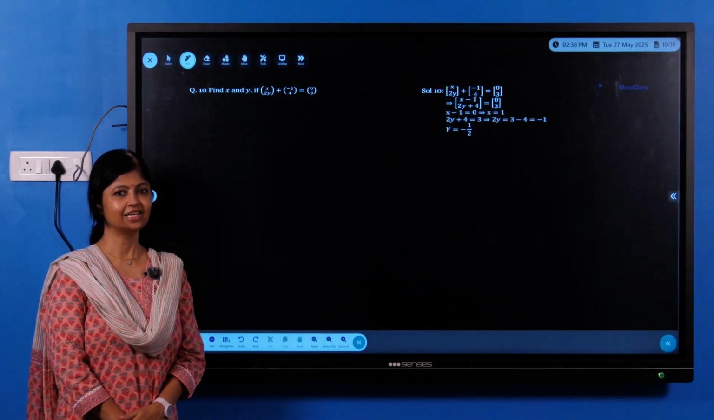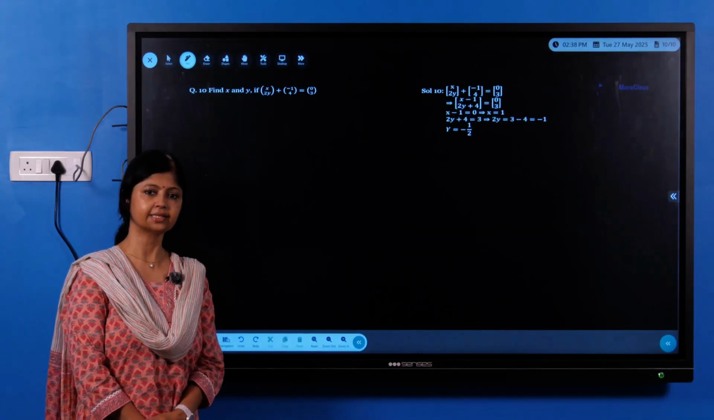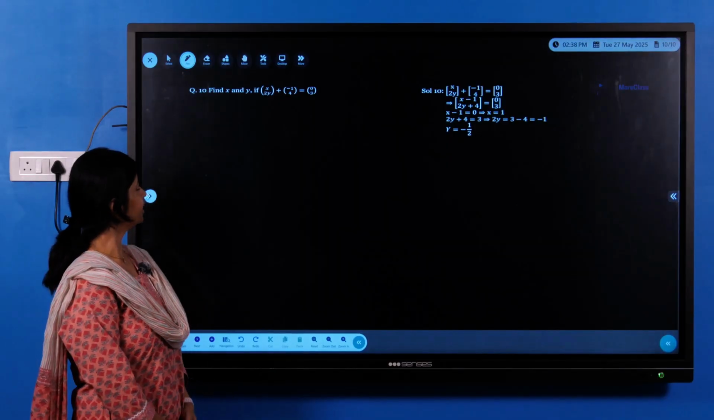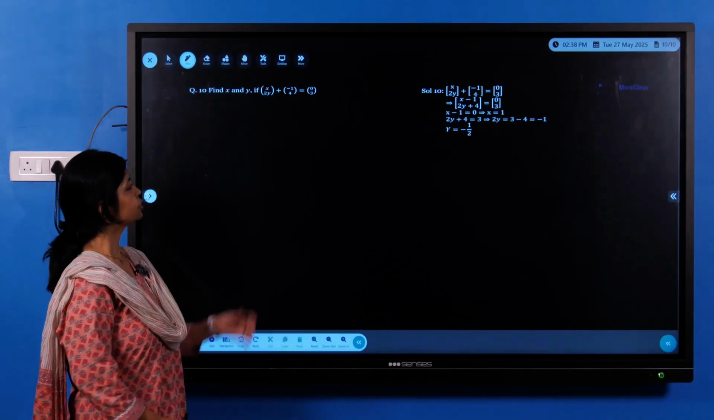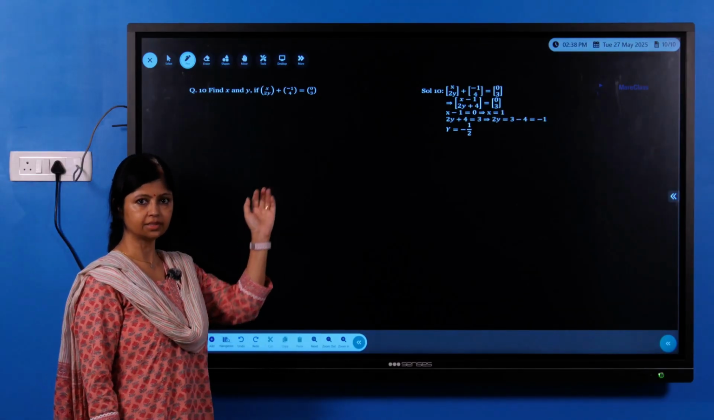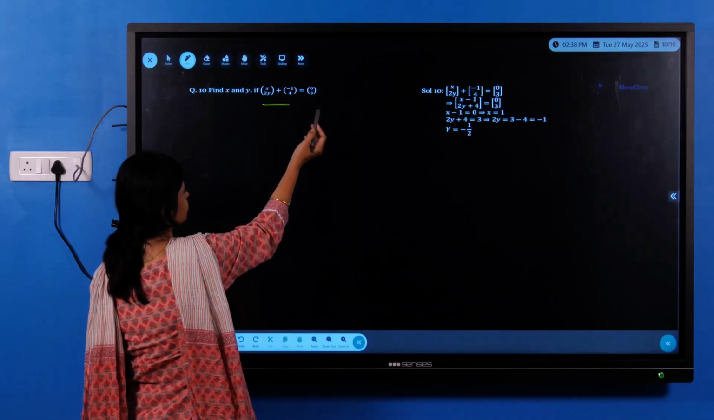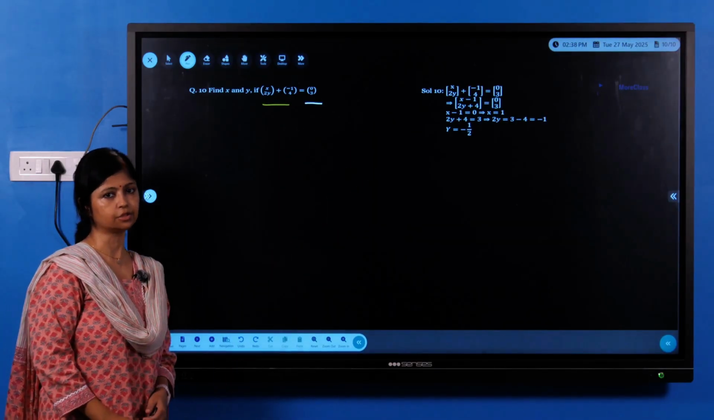Hello everyone. So we are looking at phase 5, chapter matrices, exercise 1. This is question number 10. So let's look at the question. Find x and y where, okay, so the sum of two matrices is given to us and then their solution. So two matrices sum to this matrix. So essentially this is a question of addition of matrix.